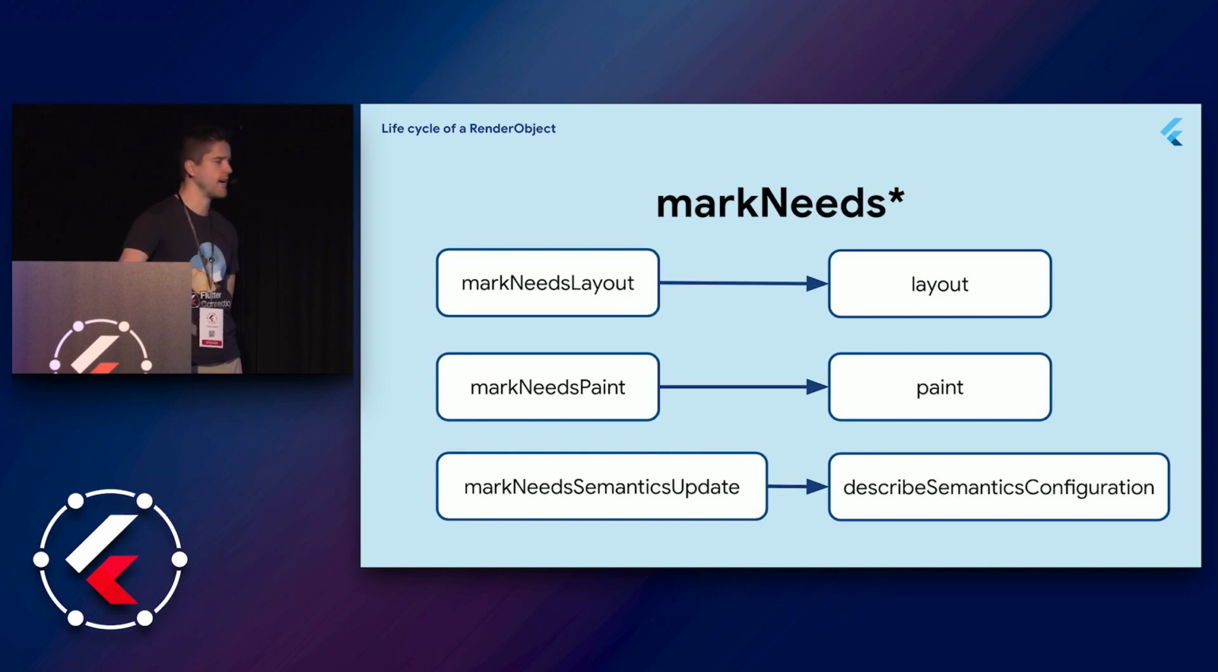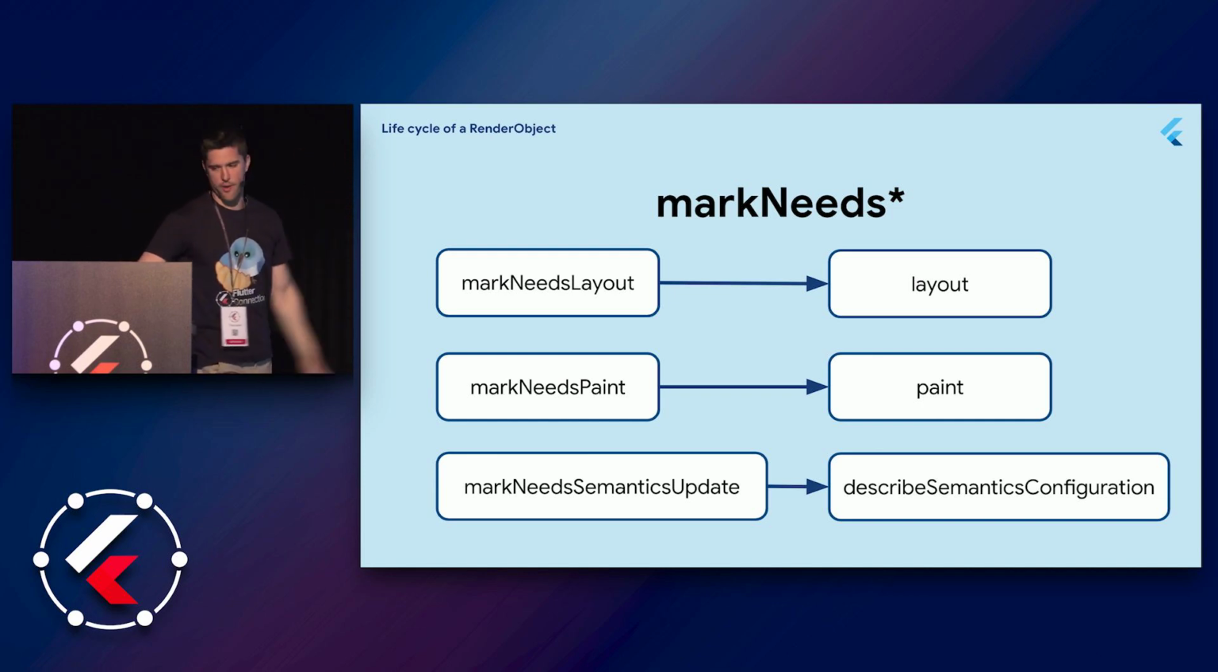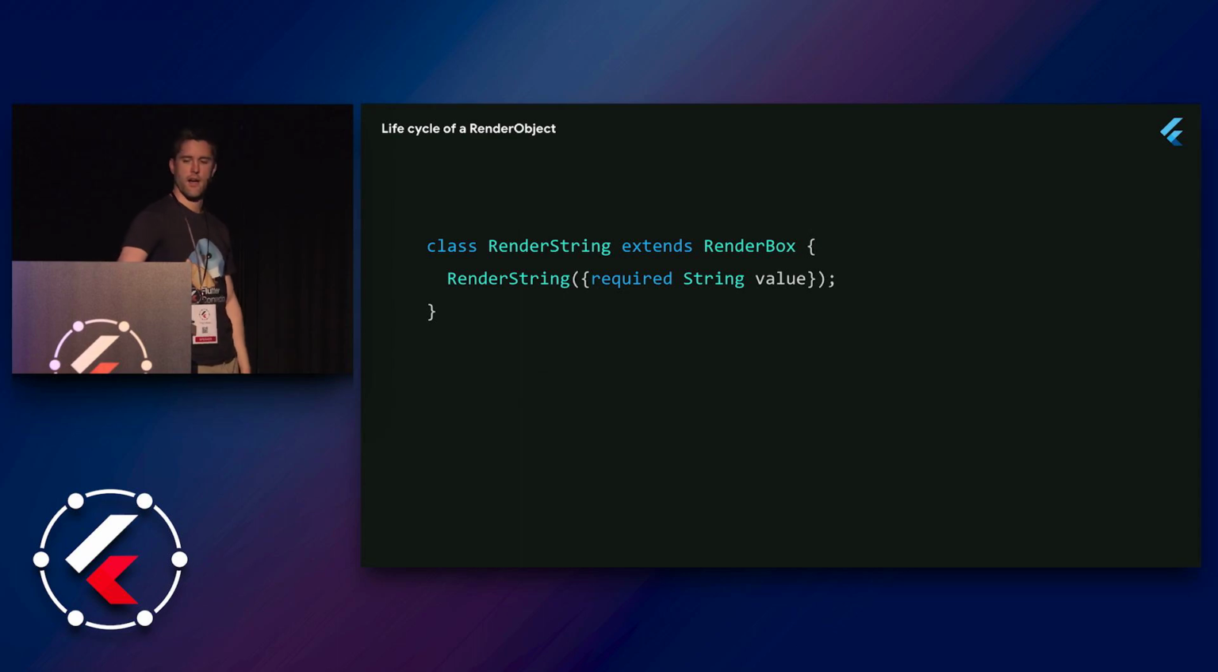So we touched on a handful of mark needs methods earlier: mark needs layout, mark needs paint, and mark needs semantics update. And other than mark apparently needing a hug, it goes with these other three main methods that we were looking at: layout, paint, and describe semantics configuration. So the method on the left queues up the method on the right. But let's actually see how this works.